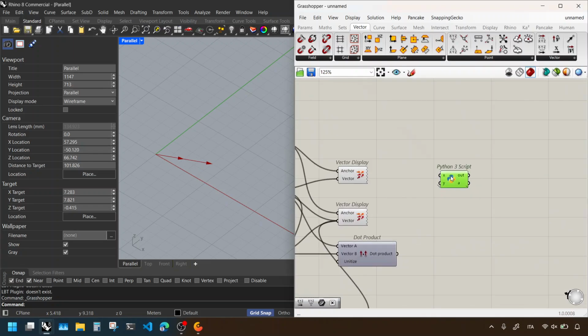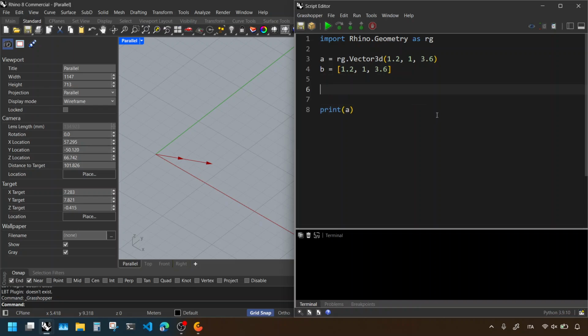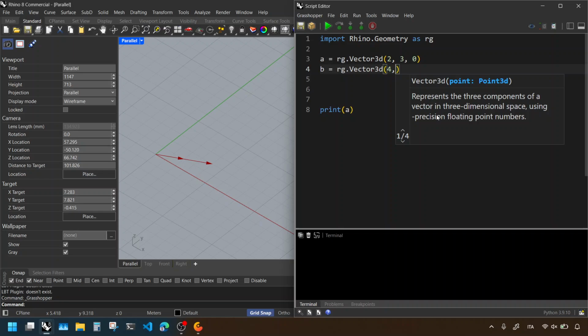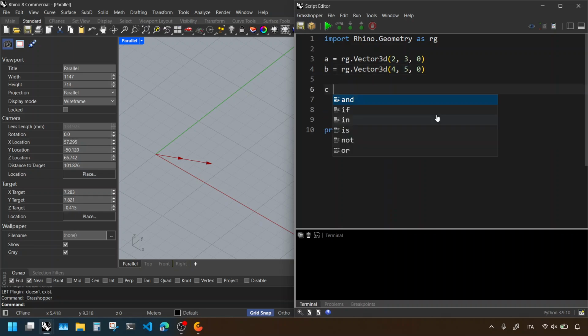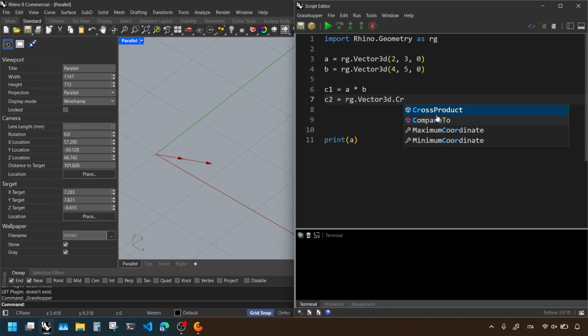All right, then reverse is the same. Of course, we can see it as well in Python. Let's say we have two vectors. Let's define the same two vectors. So we have 2, we have 3, and we have 0 in Z. And then we have another vector, let's call it B, geometry dot vector 3D, and then we have 4, 5, 0. And then C is the dot product. This is simply A times B. Instead, for the dot product, let's say C2, so this is C1, you have to call a function, so you go vector 3D dot and cross product.